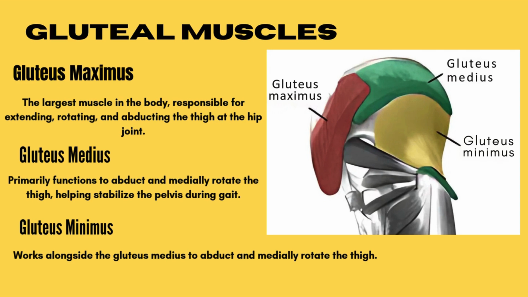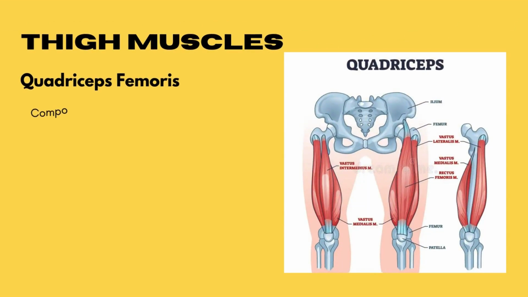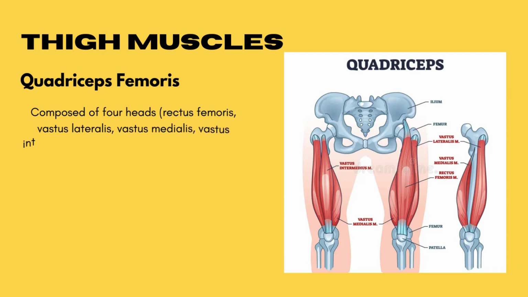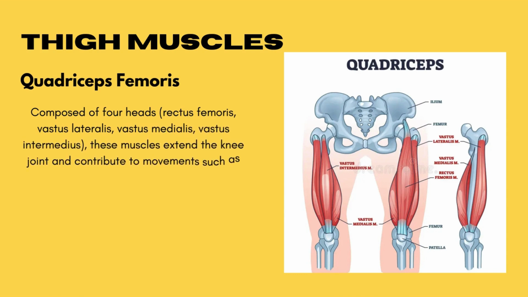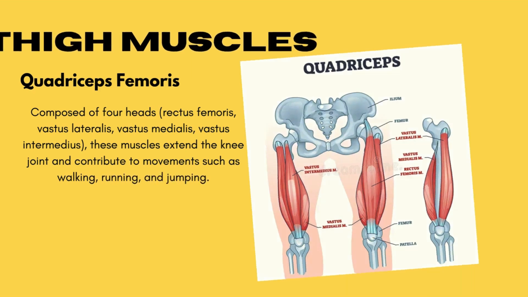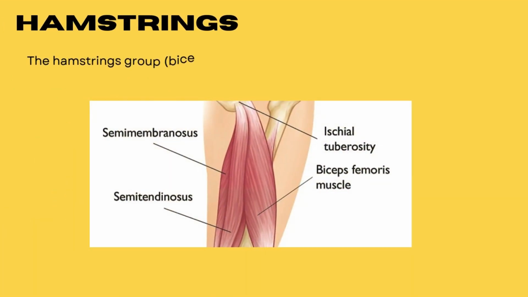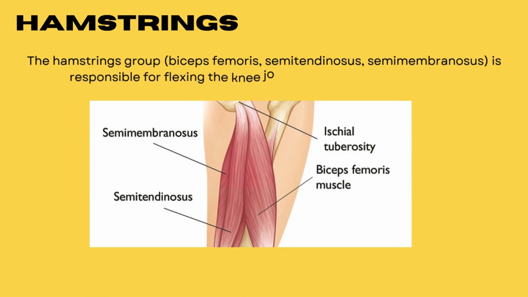Gluteus minimus. Works alongside the gluteus medius to abduct and medially rotate the thigh. Quadriceps femoris. Composed of four heads: rectus femoris, vastus lateralis, vastus medialis, vastus intermedius. These muscles extend the knee joint and contribute to movements such as walking, running, and jumping. Hamstrings. The hamstrings group (biceps femoris, semitendinosus, semimembranosus) is responsible for flexing the knee joint and extending the hip joint.